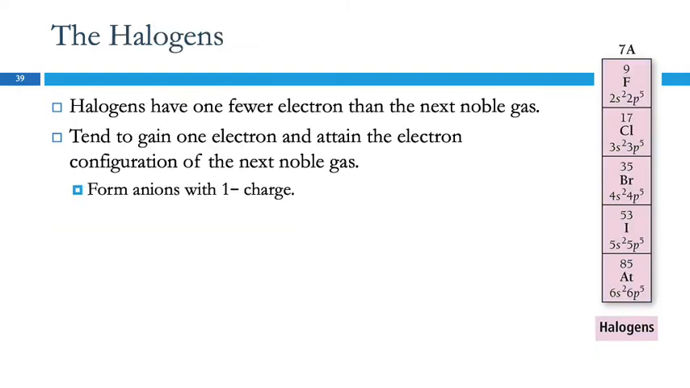The halogens are on the other side of the noble gases, so they are 1 electron short of being like a noble gas. So these are also quite reactive, and they tend to gain 1 electron to have the electron configuration of their neighbor.